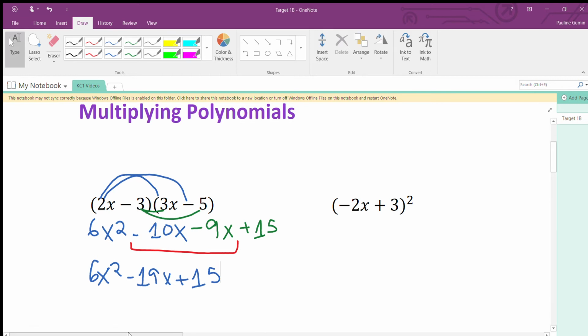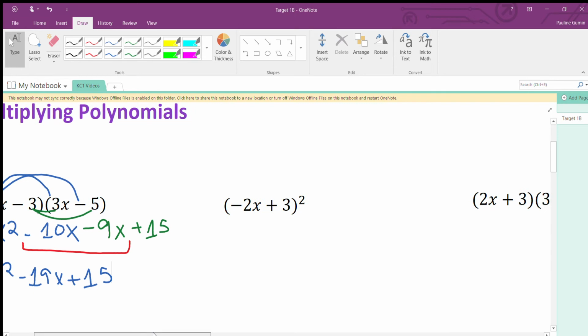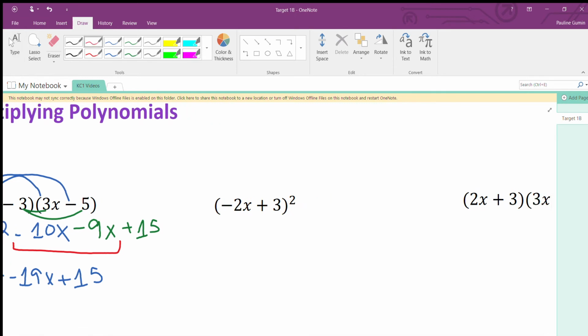Let's try this next one. Now this next one's probably one of my biggest pet peeves. There's just one big no-no here. We cannot distribute that 2. I know it's so tempting, but that's a big no-no.